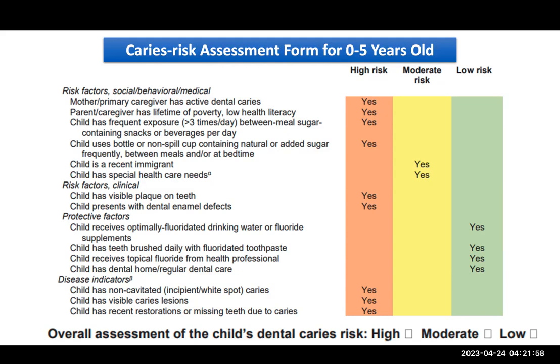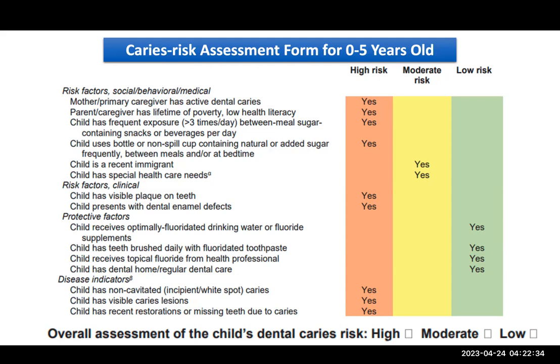If the parents have poverty or low health literacy, then it is high risk. Similarly, for frequent exposure to between-meal sugar-containing snacks or use of a bottle, it is high risk. Similarly, visible plaque, enamel defects, and if the child already has white spot lesions or visible carious lesions or recent restoration, then the child is at high risk. However, if the child is a recent immigrant and has a special healthcare need, then it may fall into moderate risk.